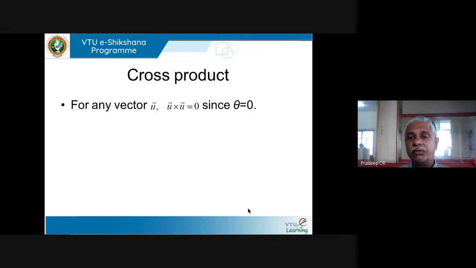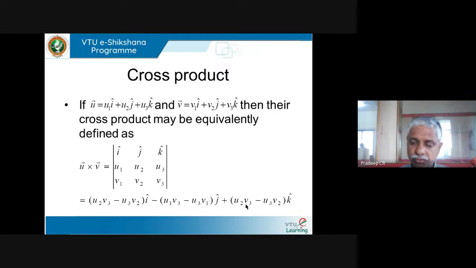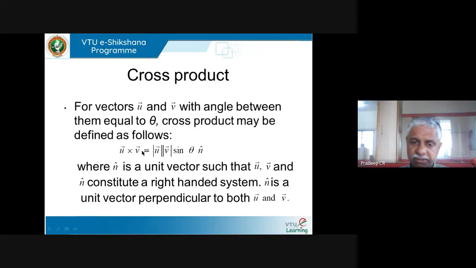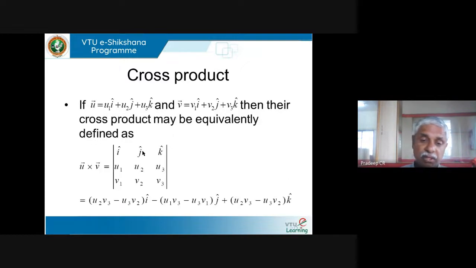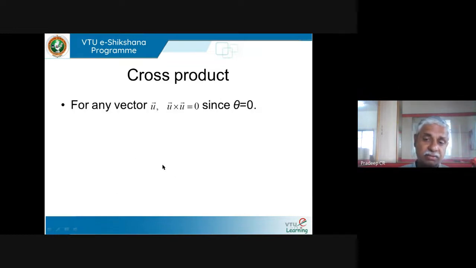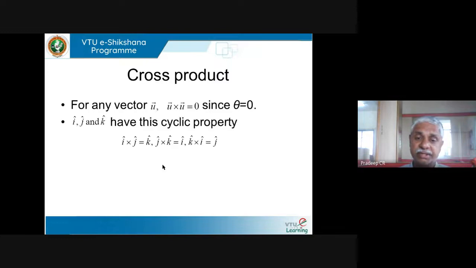So for any vector u, u cross u is, of course, what happens to u cross u? U cross u means in this definition, mod u into mod u into sine of the angle between u and u. The angle between u and u is zero, both are in the same direction. So sine zero is zero, so this whole thing becomes zero. So u cross u is zero. Here also you can see that u cross u means this will also be u1, u2, u3. Two of the rows are the same in a determinant, so this determinant will be zero. So that's what you see on your screen.